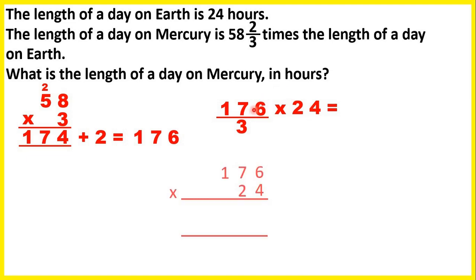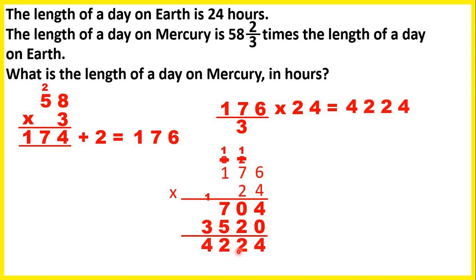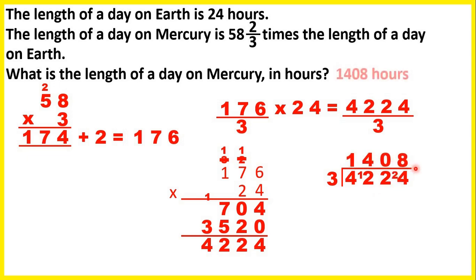For now, we could work out 176 times 24, so we could use long multiplication, and that would give us 4,224. But the denominator stays the same, so to find the number of hours, we can divide 4,224 by the denominator, so by 3, and that gives us 1,408. So that's the number of hours of the length of a day on Mercury.